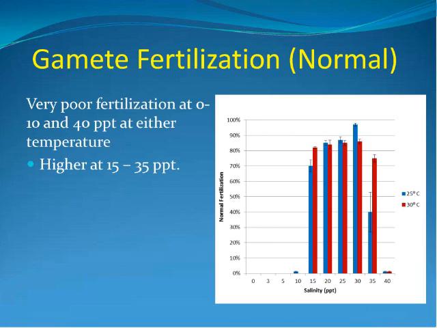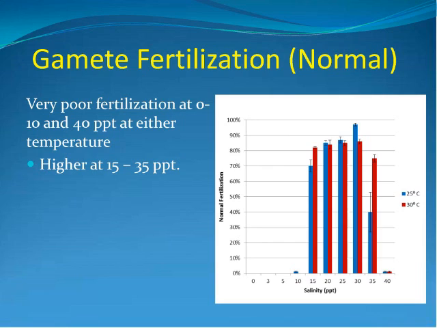25 parts per thousand seems like it's slightly higher, but the differences are somewhat minimal between 25 and 30 parts per thousand. But looking at this, it looks like salinity between 15 and 35 are optimal in terms of fertilization for these things. Either low salinities or very high salinities are not good for this.